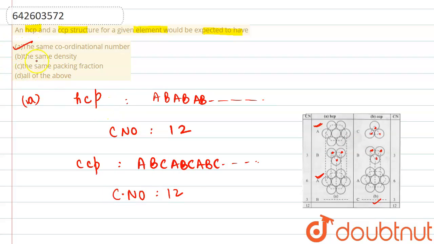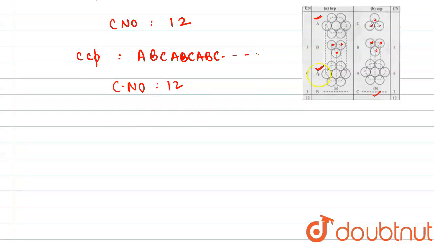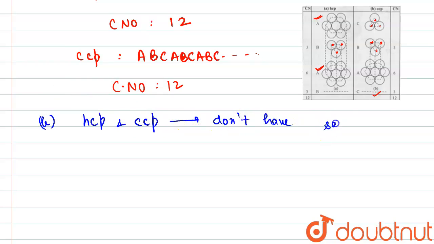The second part is saying they have the same density. Now it cannot be true over here. HCP and CCP do not have the same density even if they are made up of the same element, because the reason is that these structures have a different number of atoms per unit cell.